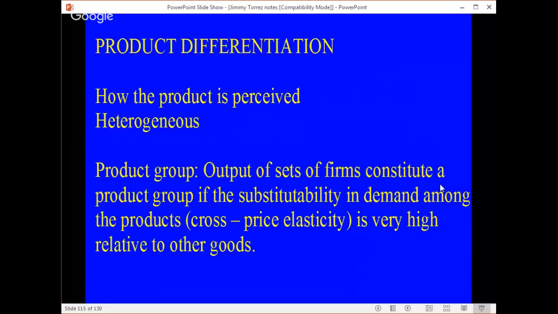So product differentiation is how the product is perceived. If I can differentiate my product, that means we have a heterogeneous product. A product group, however, is a set of firms that constitute a product group if substitutability in demand among the products, the price elasticity, is very high relative to other groups.